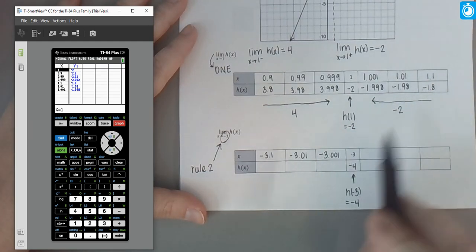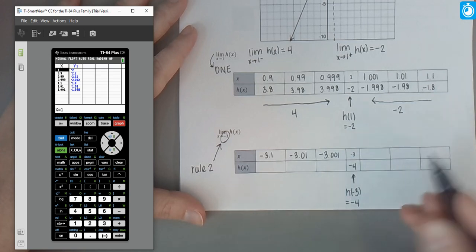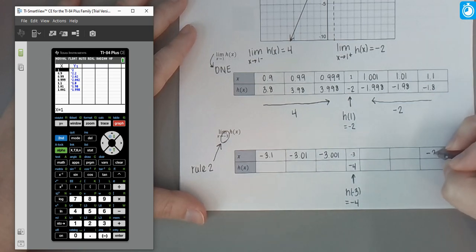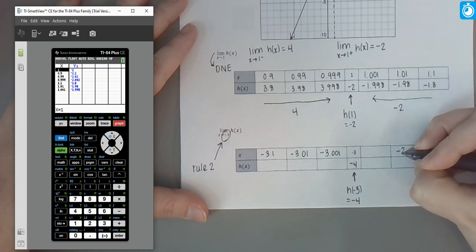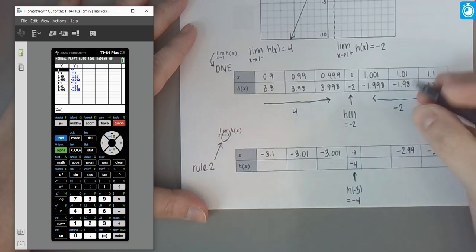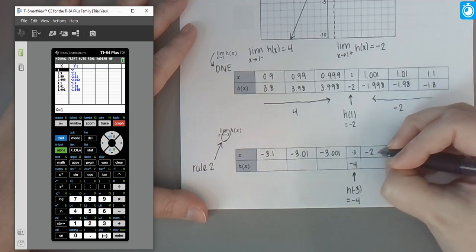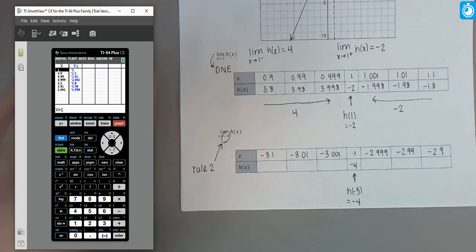Now on the positive side, we want numbers that are again close to negative 3 but larger, more positive than negative 3. So pretty close would be negative 2.9. A little bit closer, negative 2.99. Again, we're going now towards negative 3. And then something like negative 2.999. Ignore what's already in the table. We're just going to type in everything else we need.